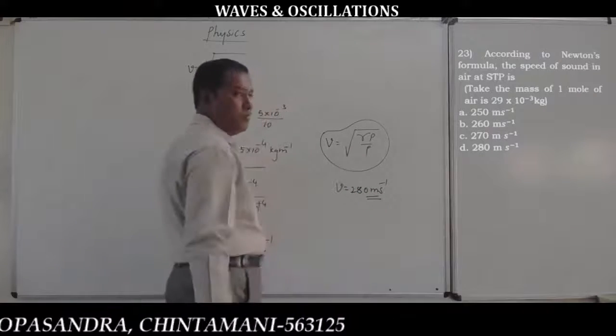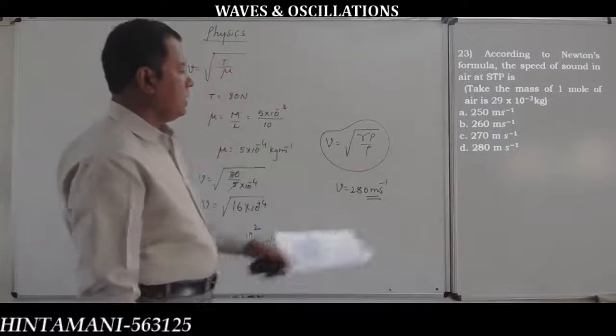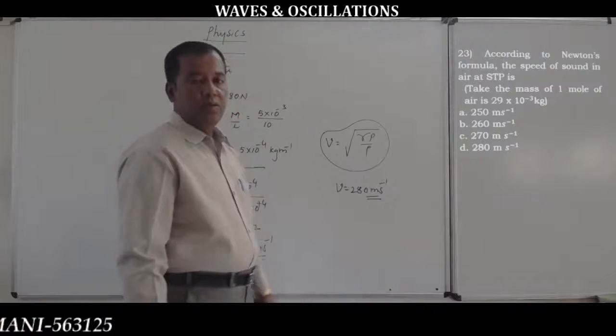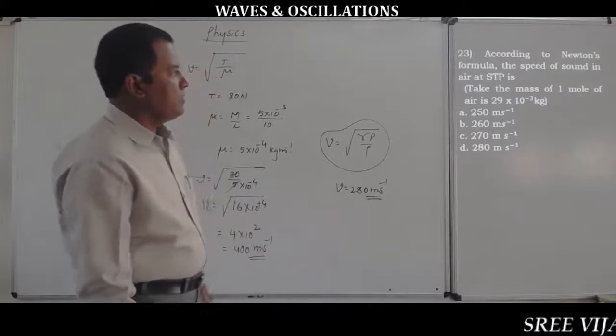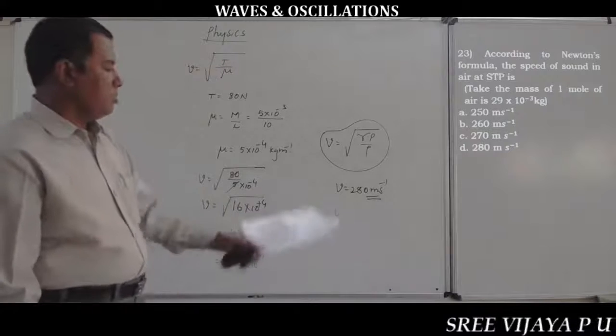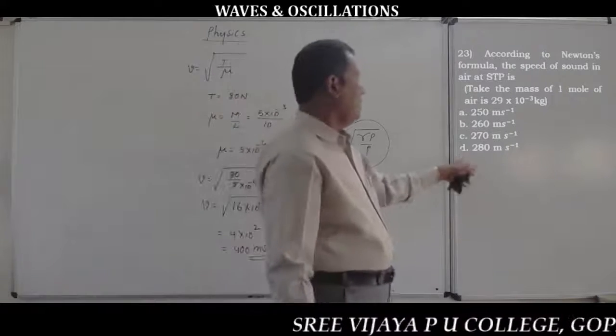So consider gamma as 1.4, pressure at STP, that is 1.013 into 10 power 5 Pascal, density 1.293. Upon substituting all the values in this equation, the speed of sound in air using Newton's formula comes out to be 280 meter per second. So therefore we get option D.